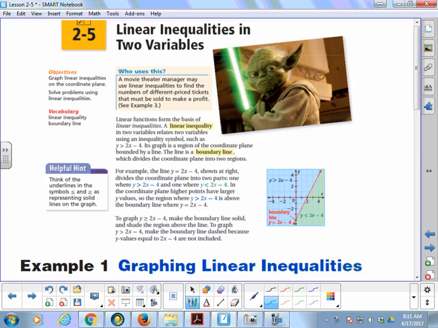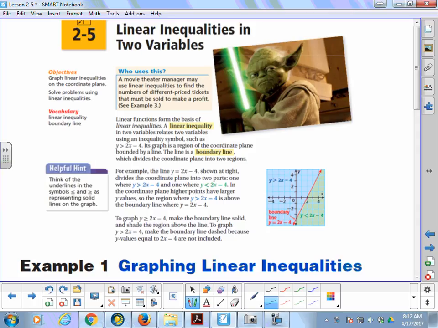And then afterwards we're going to work with the problems involving linear inequalities. So today we're just going to work on graphing, okay? Making sure that we get the graphs correct. So linear functions form the basis of linear inequalities.